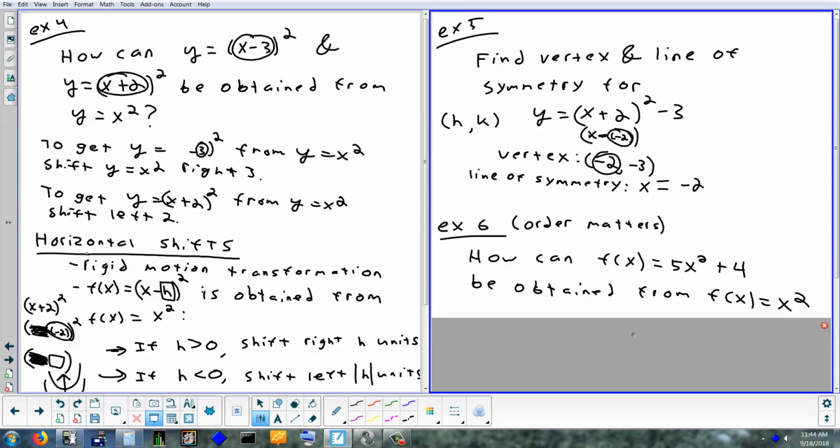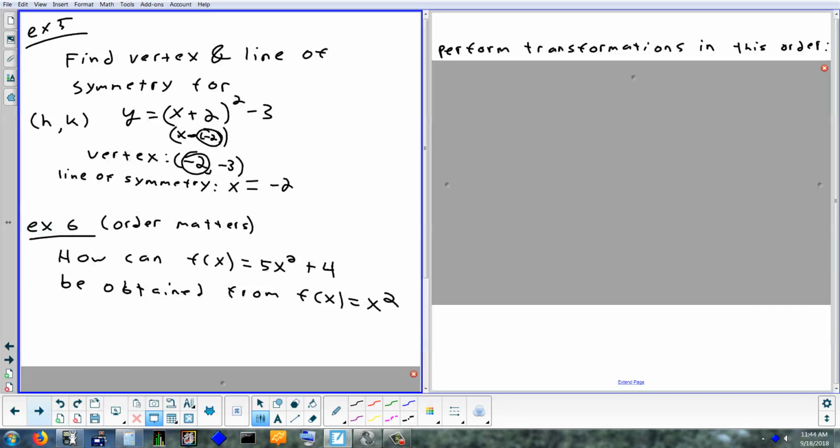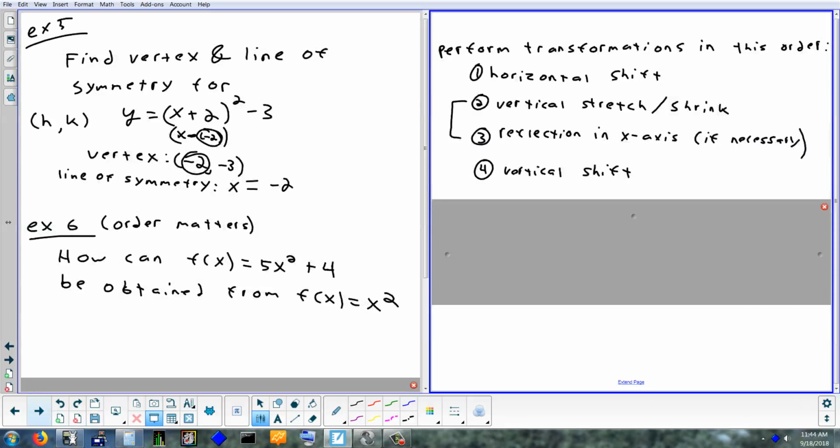So what I would do is leave maybe 3 lines or so. And then below that, we'll come back to it. This is the order to always do the transformations in.